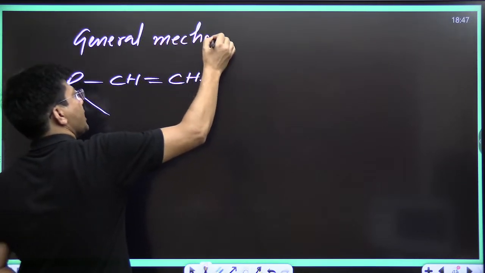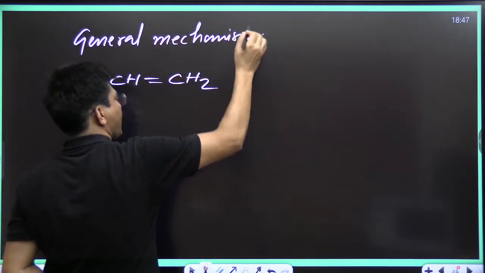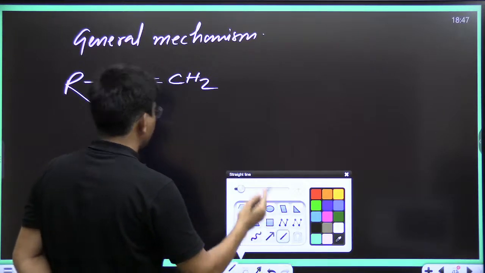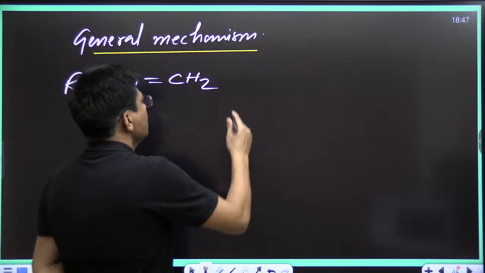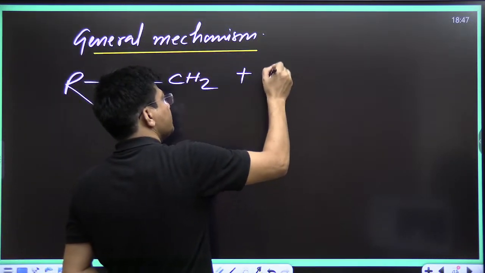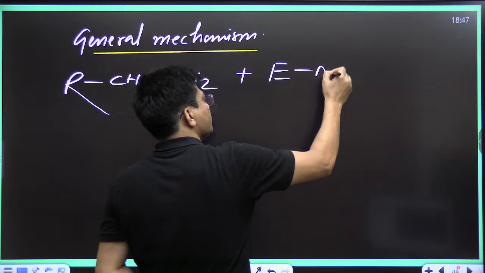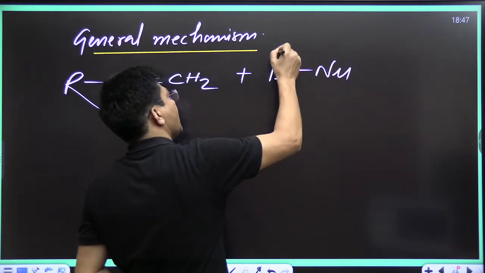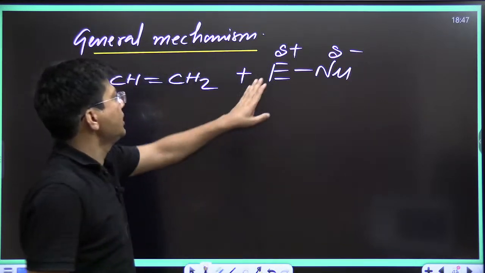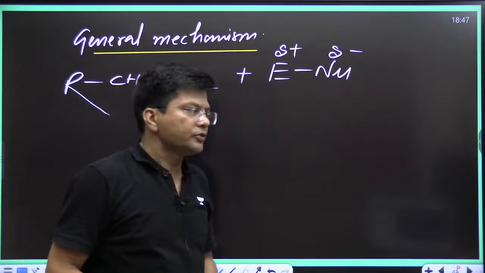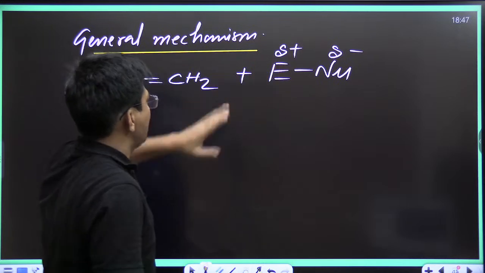This is a general mechanism, my dear students, which will work everywhere. Now this is going to react with ENU. What is ENU? E is the electrophilic part, Nu is the nucleophilic part, and there is one polarization, my dear students. So definitely this E plus.